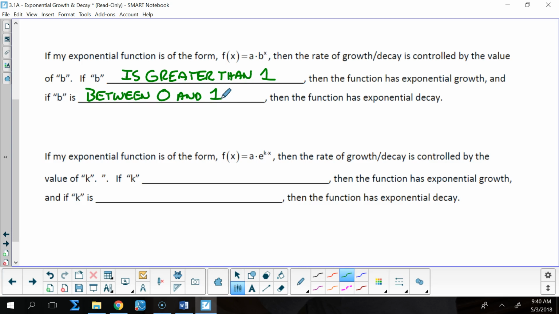Love it. If my exponential function is of the form f of x equals a times e to the kx power, then the rate of growth or decay is controlled by the value of k. If k is positive, then the function has exponential growth. And if k is negative, then the function has exponential decay.